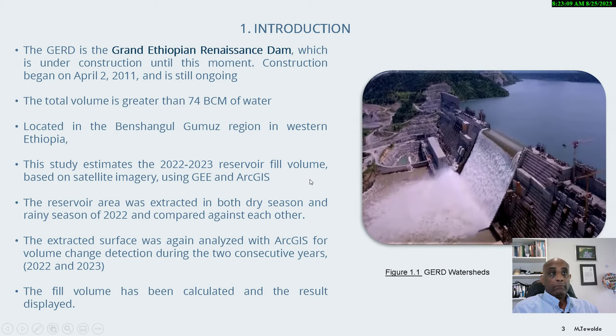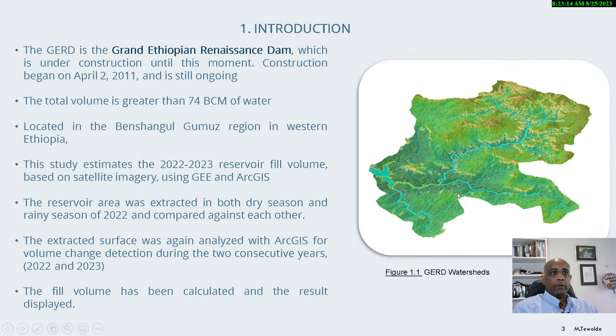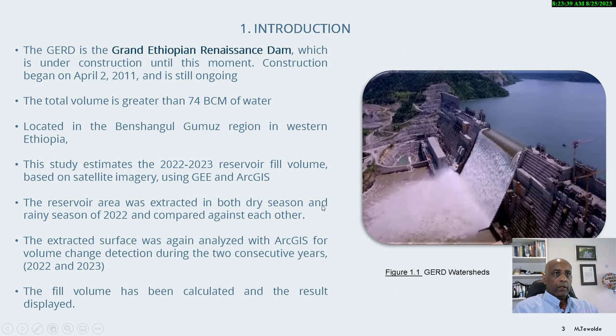This is the GERD dam. This one is the catchment area, watershed area. And these are the rivers that are coming into the dam. Three big rivers are coming to join the Nile River, and they feed the dam. I think this is the current state of the dam.